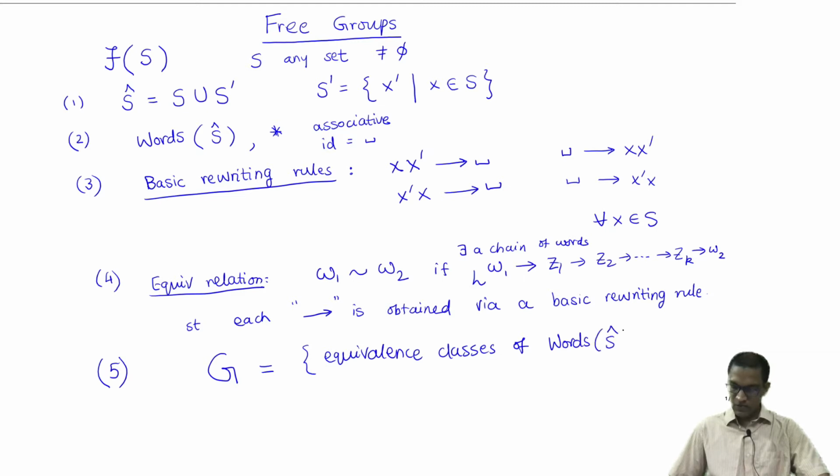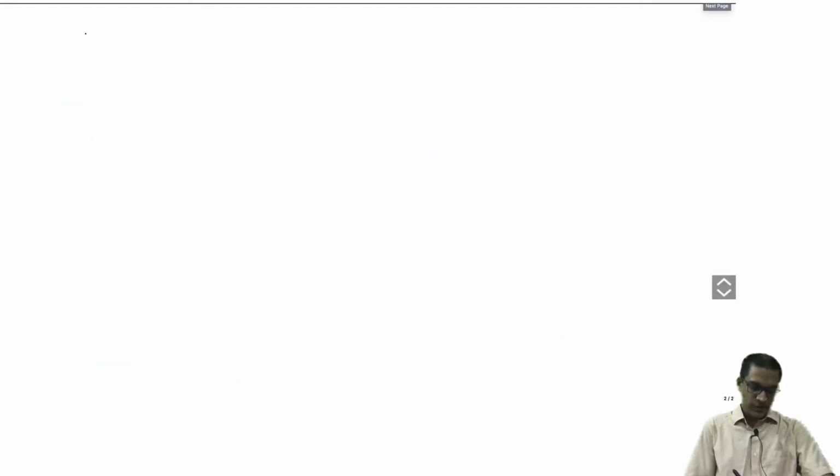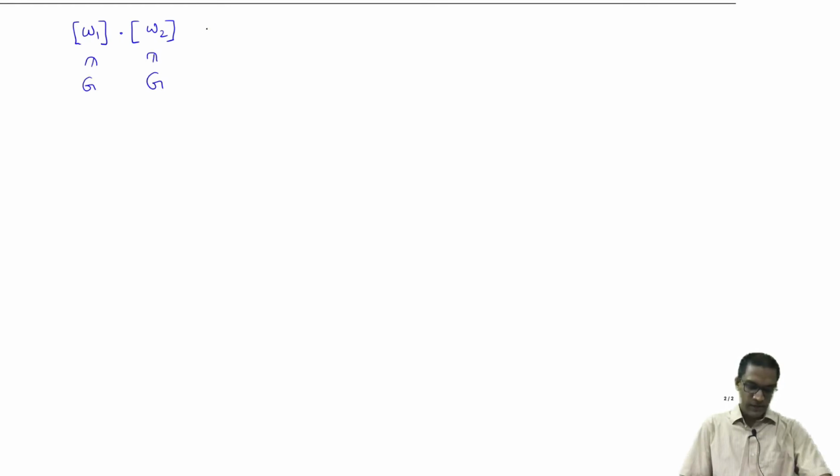of the set of all words under the equivalence relation tilde. So, as before, this is going to be our set G, and the operation is the same thing. If I take two words W1 and W2 and look at their equivalence classes in G, the equivalence class of W1 is an element of this set G. The product is defined as before: you take the concatenation of the two words and then you look at the equivalence class of the concatenation.